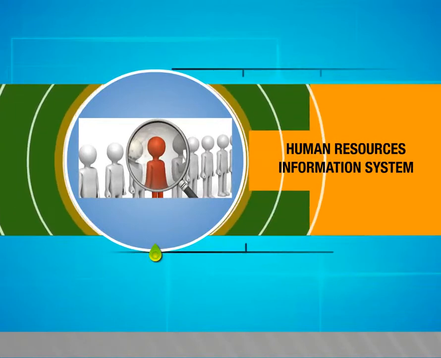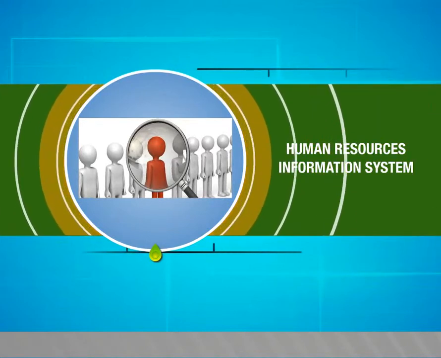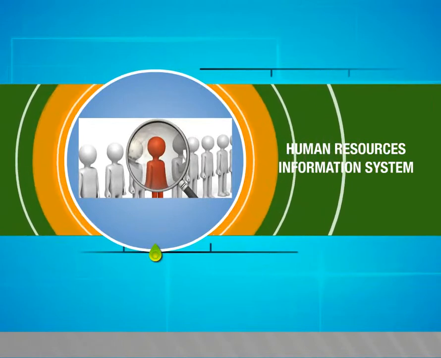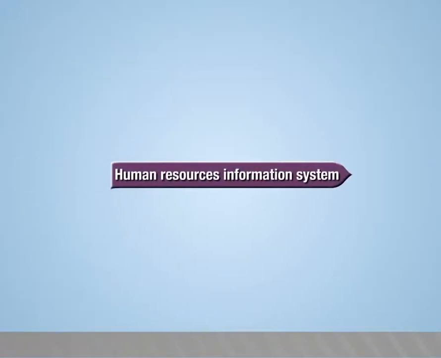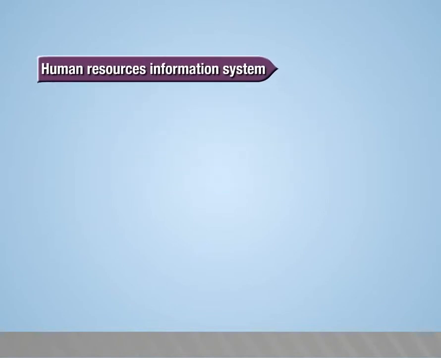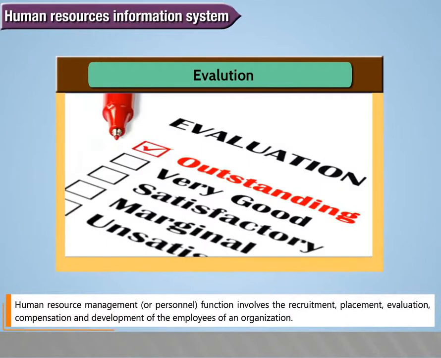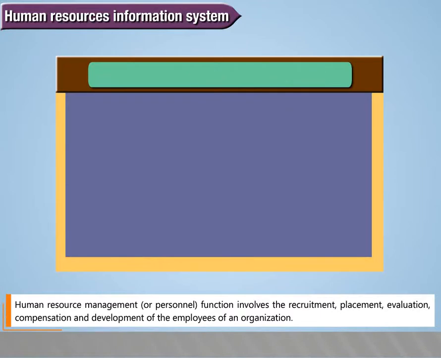Human Resource Information System. In this video, we are going to see about Human Resource Information System. Human resource management or personnel function involves the recruitment, placement, evaluation, compensation, and development of the employees of an organization.